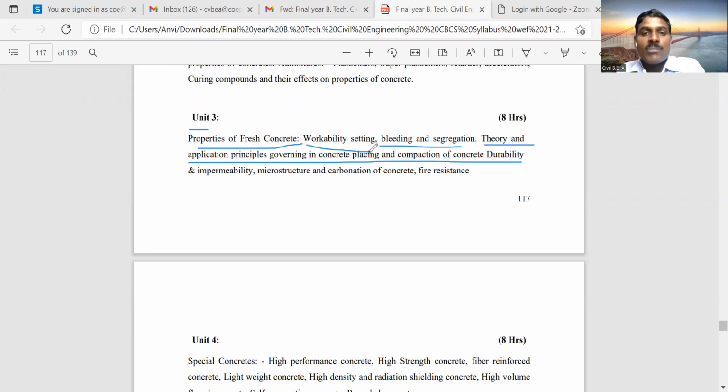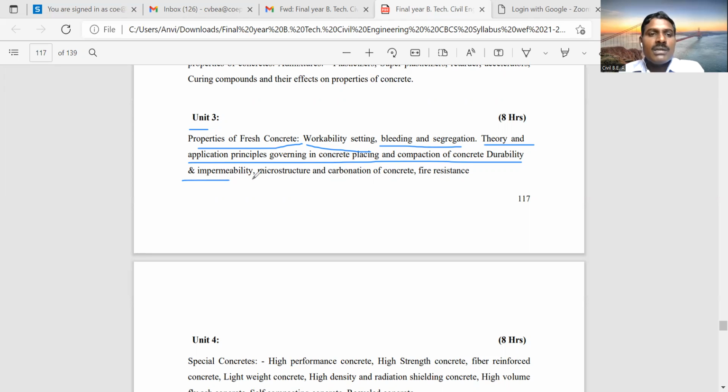So the placing of concrete is again a very important aspect we have to consider, because if we place the concrete from a higher height, there will be segregation and bleeding. If we do not compact concrete properly, then also segregation and bleeding will be there. So honeycombing will be present. So we have to learn this.